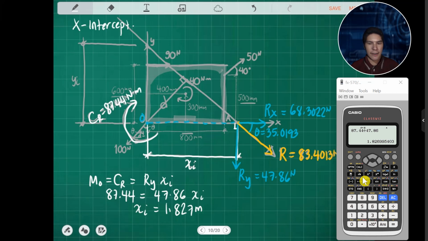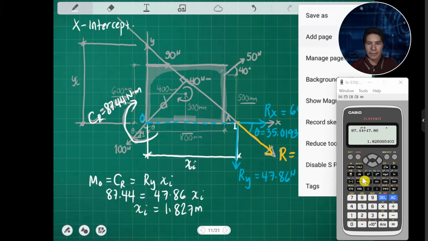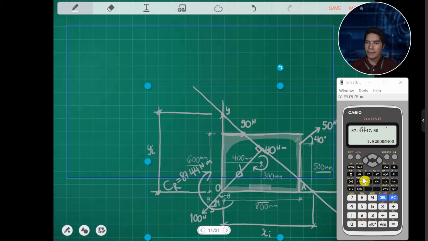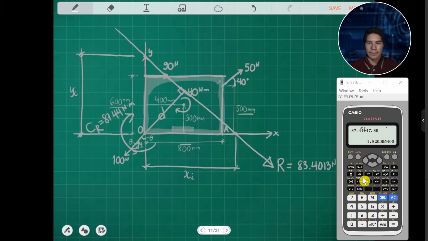And for the y-intercept, so the same concept lang. So for the y-intercept, pwede dito yung kukunin natin, no? Dito na part, kasi may resultant tayo dito. So ibig sabihin, meron din siyang x and y component, no? Kasi inline lang to sila, no? Lahat to, this line of action is for the resultant R.